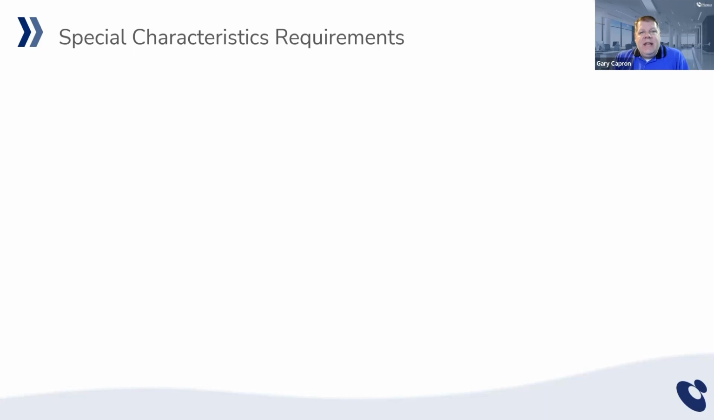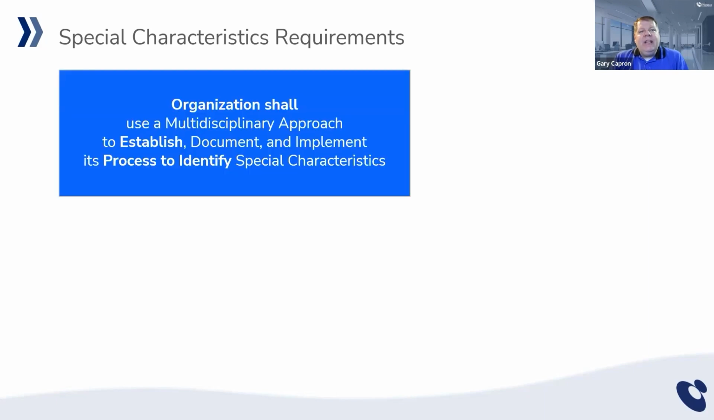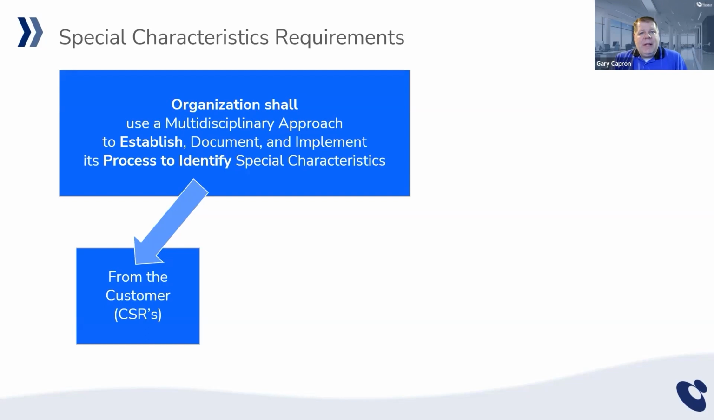Once we understand the intent of having special characteristics, we can talk about the requirement. The requirement no longer says to identify special characteristics. The requirement says that the organization shall use a multidisciplinary approach to establish its process to identify special characteristics. The requirement is that you have a documented process to identify special characteristics. And that process must consider two sources. First is from the customer, typically through CSRs.